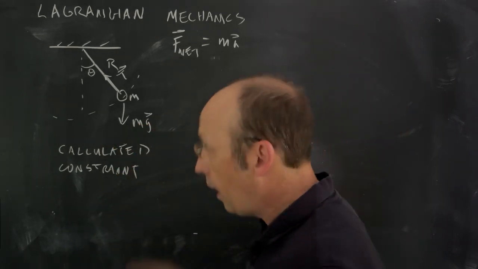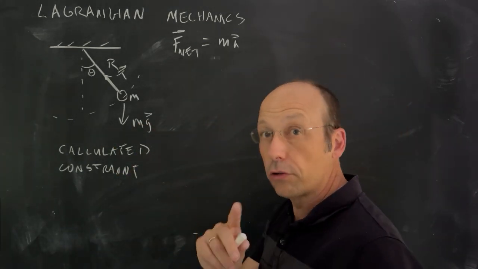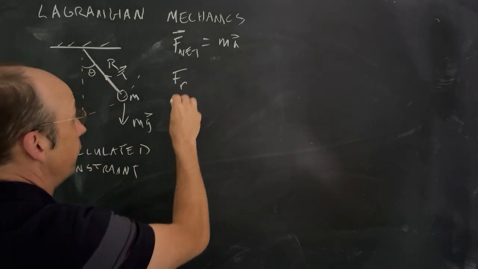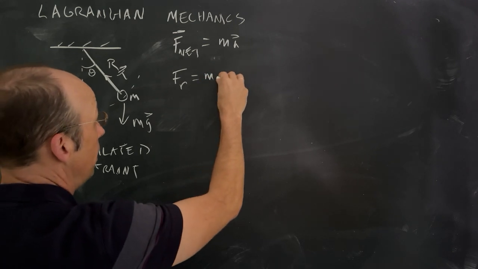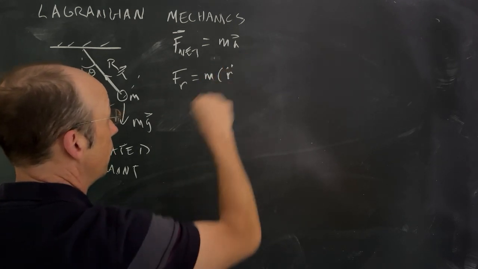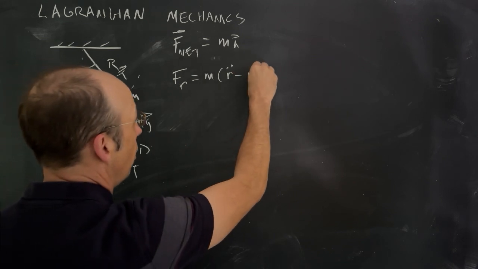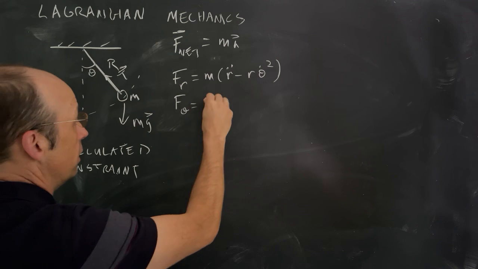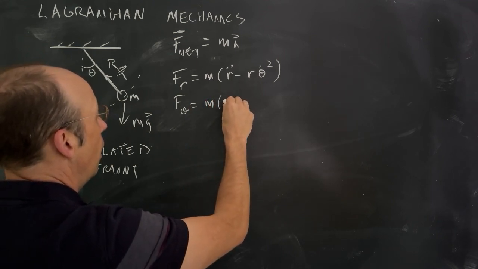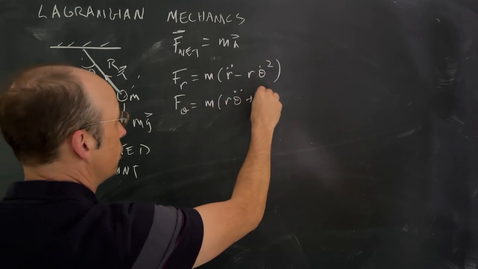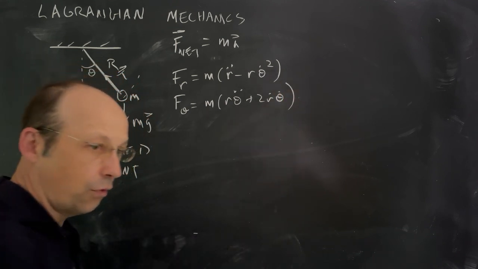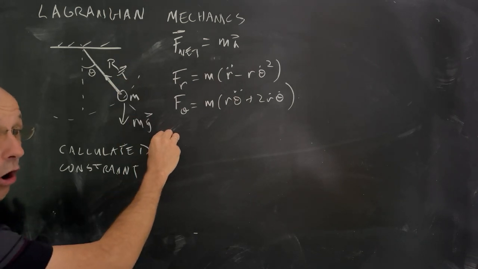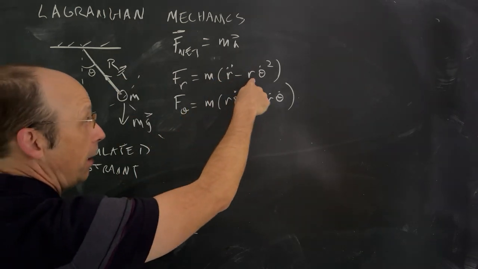Now, we did solve this problem, and I know I'm going to get into Lagrangian, just calm down, we're going to do it. We did solve this problem by using polar coordinates. Just as a reminder, I'm not going to go through the whole detail: the net force in the r direction is m times r double dot minus r theta dot squared, and the net force in the theta direction is m times r theta double dot plus 2 r dot theta dot. Whew, I don't know why I forgot that.